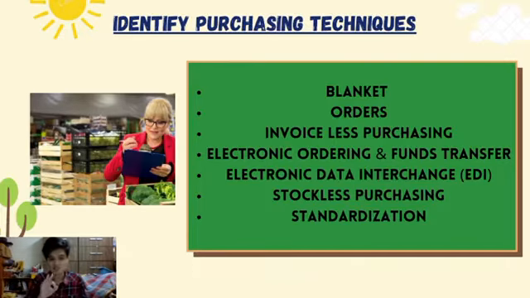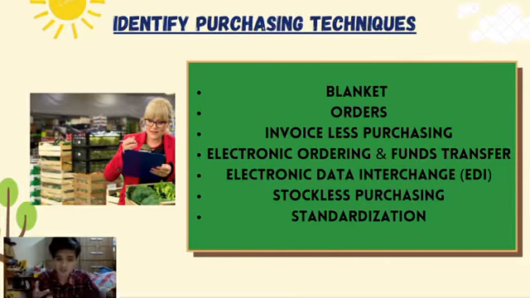The third purchasing technique is electronic ordering and fund transfer. It reduces costs by reducing the paperwork and also increases the speed of ordering. An example of electronic ordering is purchasing items from e-commerce apps such as Lazada, Shopee, and Shopify. They don't use any paperwork to do the ordering. They order by electronic device.